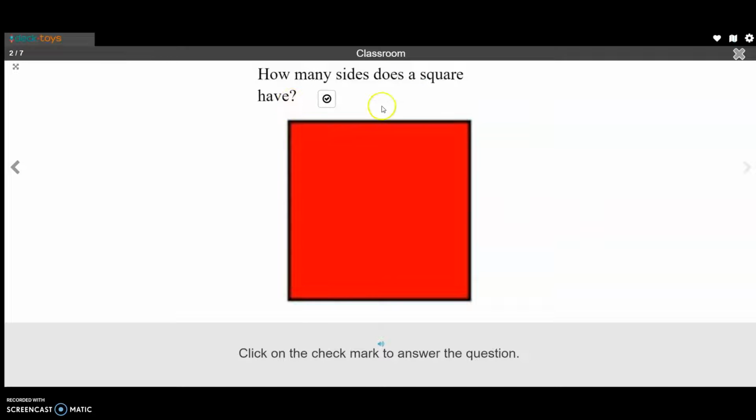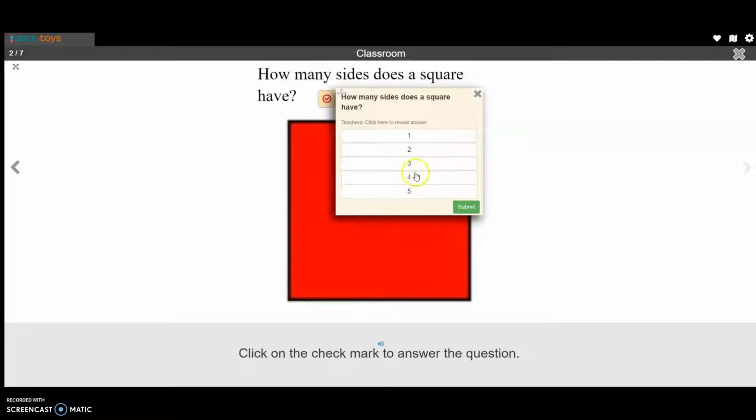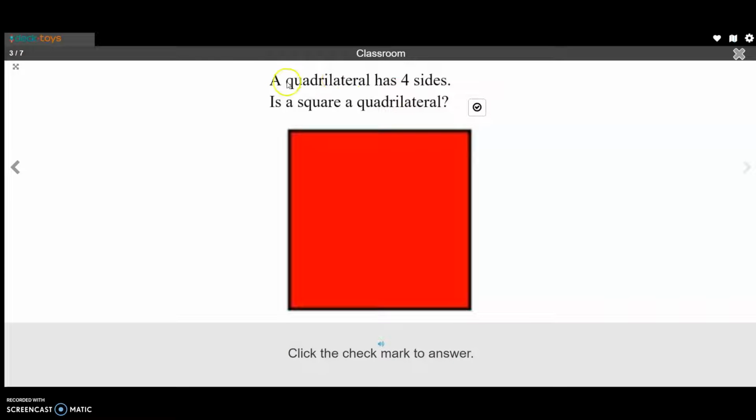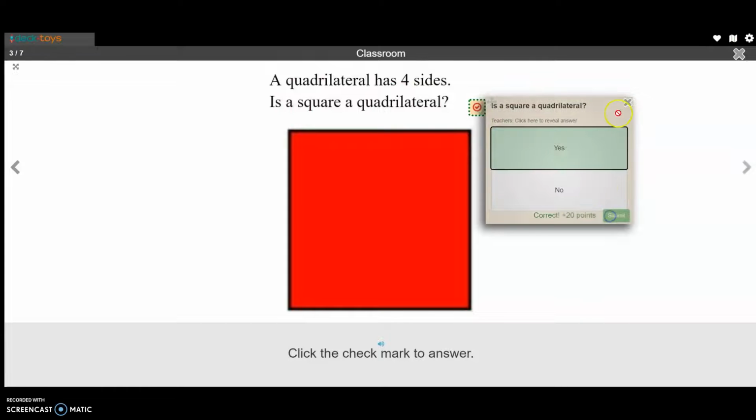Here's a square. How many sides does a square have? I would answer it. It has 4 sides. I have my directions at the bottom. I have directions on every slide. A quadrilateral has 4 sides. Is a square a quadrilateral? Yes, it sounds like it would be.